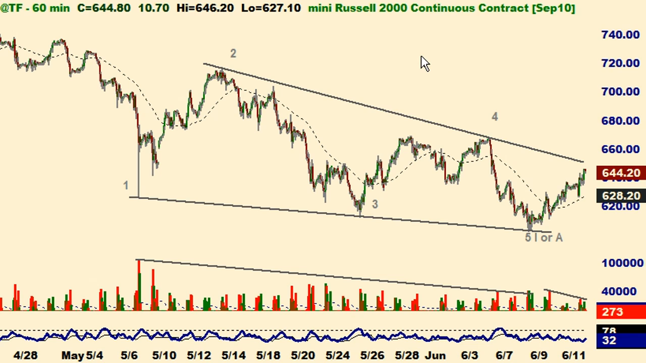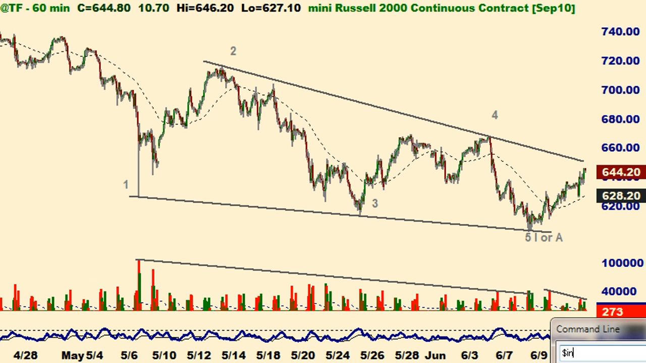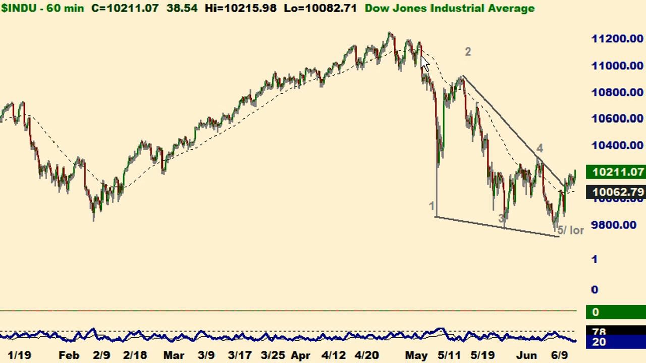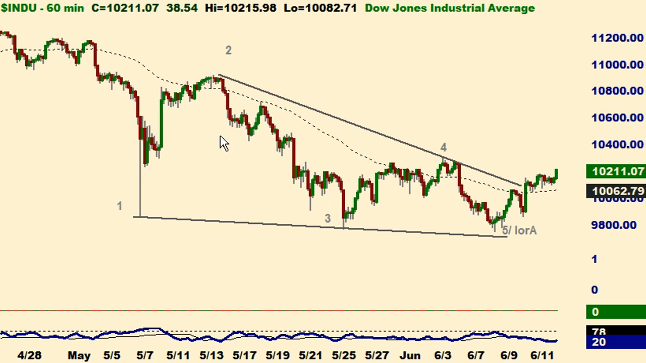Let's take a quick look now at the Dow. And let's spread out the chart a bit here because we have a little less data, since the cash doesn't trade overnight like the futures. And again, there's our 1, 2, 3, 4, 5 pattern, 1 or A of a larger decline, and a corrective rally. There's no volume on my charts for the Dow futures.